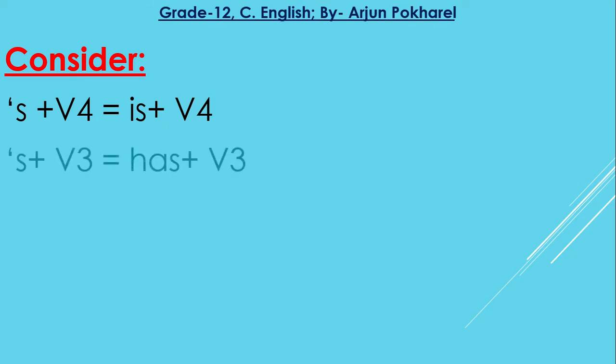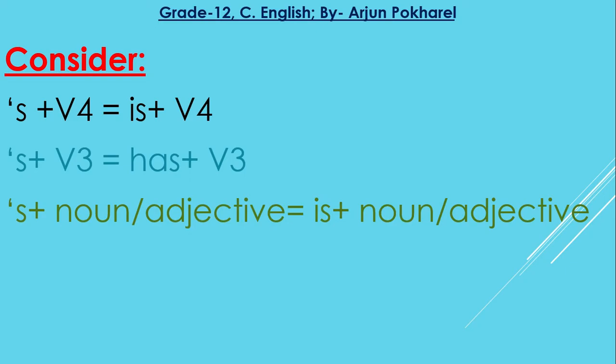In the same way apostrophe s plus V3 is equal to has plus V3. And apostrophe s plus noun or adjective means is plus noun or adjective. Okay, you have to remember these three things before doing the seem structure.